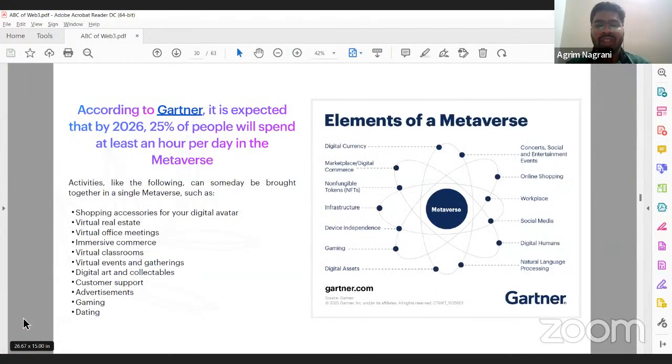Various other use cases for the metaverse are involved. There are shopping accessories for the digital avatar, and virtual real estate, as we discussed. You can even have virtual office meetings where your avatar can enter the metaverse and connect with a meeting or workspace, and then present there through the avatar. All of this can be done at the convenience of where you are sitting. Suppose you can have this at your home, office, or anywhere when you're traveling. Then there is e-commerce, as we said.